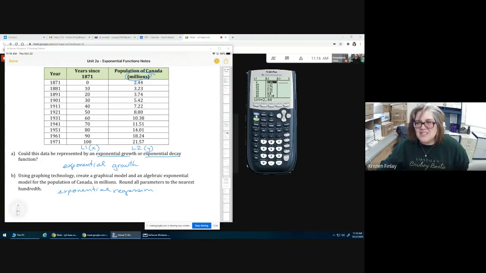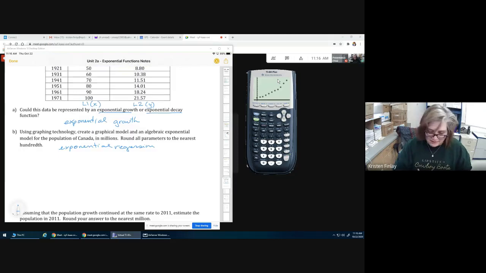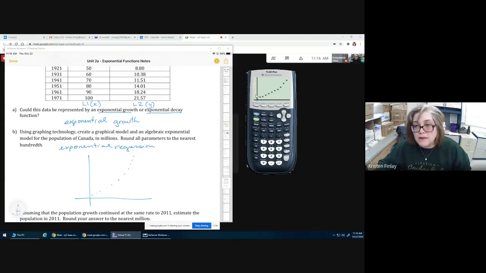Now we should just double check stat plot is on. Good. So now we're just going to go zoom 9, and it's going to graph. We get that nice looking scatter plot when we graph it, right? Now we want to do our regression to get our equation, and we're rounding to the nearest hundredth. So we're going to go stat, calc, and we select 0.